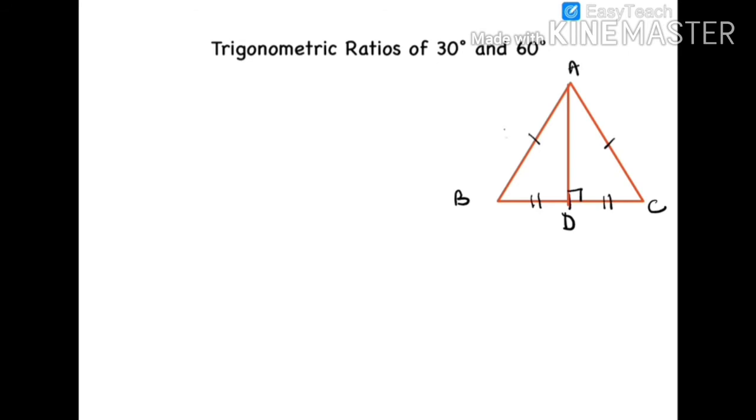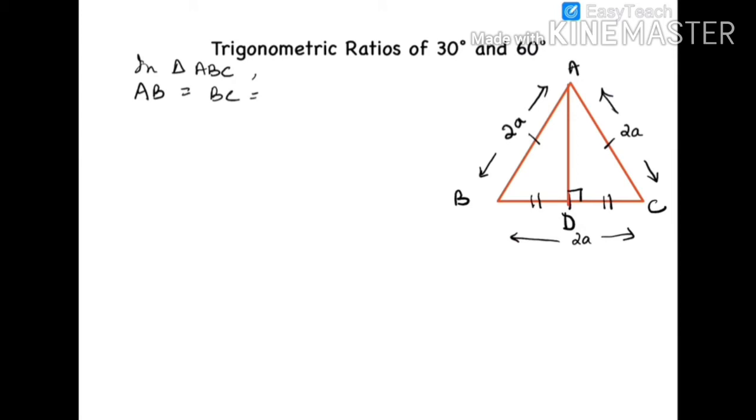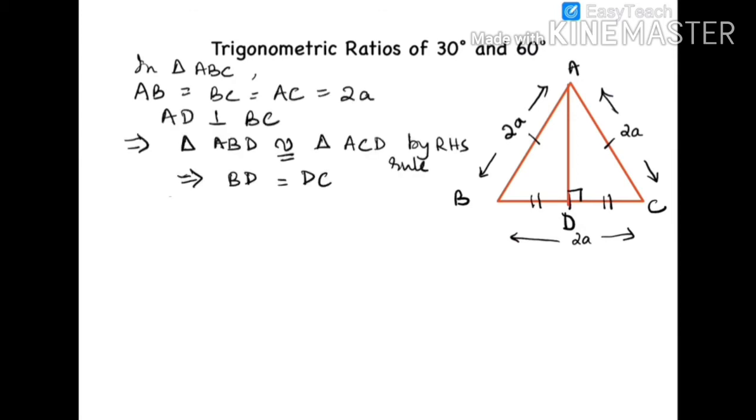Let's take each side of this triangle as 2A. So in this triangle, AB is equal to BC is equal to AC, each is 2A, and we have BD equal to DC. Therefore, each of these parts will be equal to half of BC, which is equal to A.